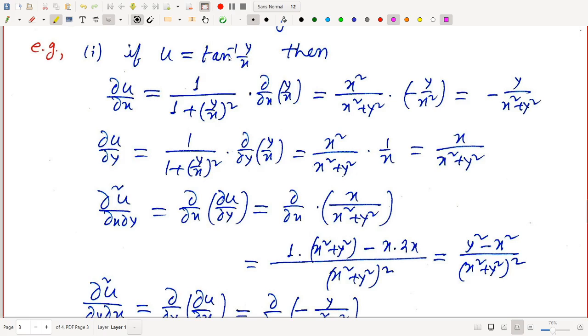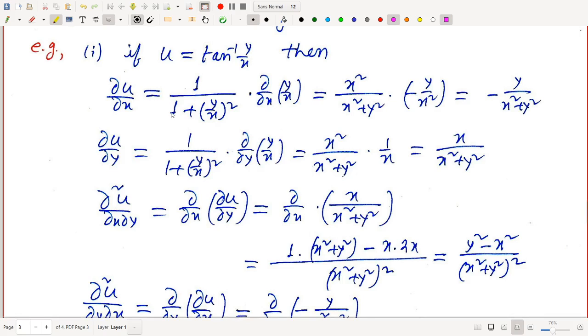The partial derivative of u, this u tan inverse y by x, with respect to x is 1 by 1 plus y by x whole square. But by chain rule, we know, into the derivative of this y by x. 1 by 1 plus y by x square into the derivative of y by x, but with respect to x. So this is simplified to x square by x square plus y square, and the derivative of y by x with respect to x. Here, the partial derivative del x of y by x with respect to x, y constant, so y will remain as it is. Now 1 by x, the derivative of 1 by x with respect to x is minus 1 by x square. So this del x of y by x is minus y by x square. So this is the answer.